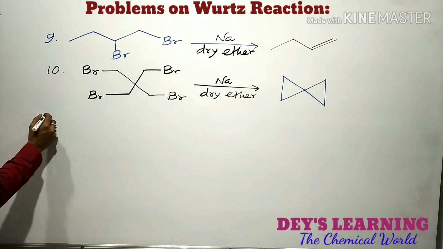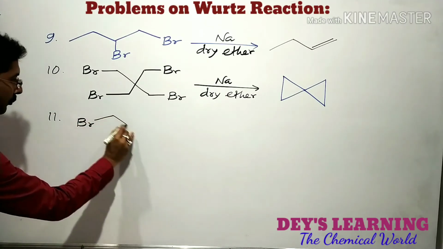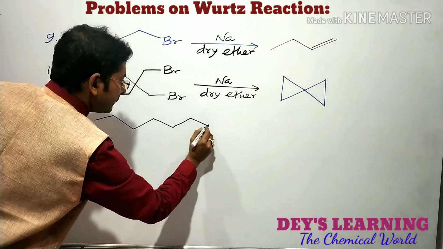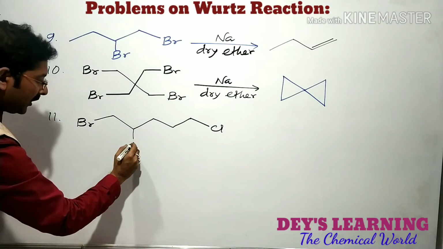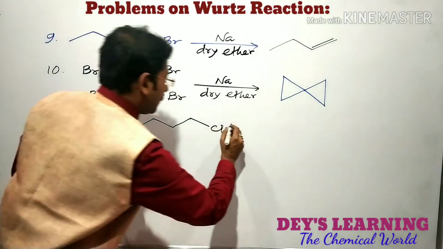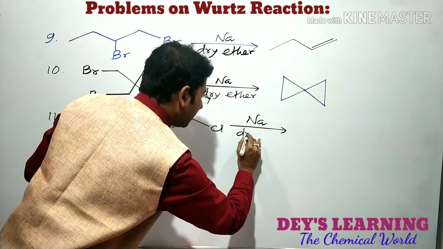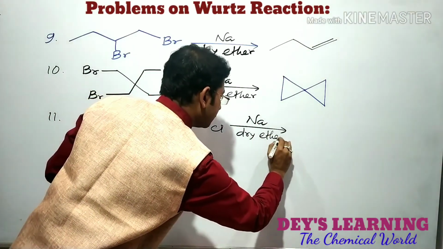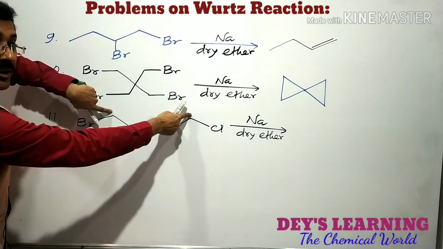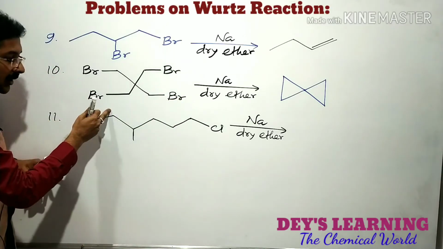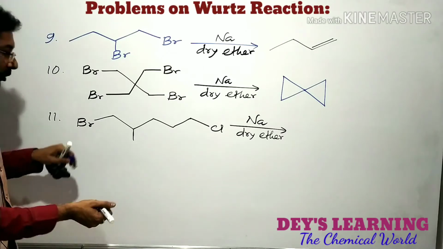Next example number 11. This one is bromine. 1, 2, 3, 4, 5 carbons over there. If there is one methyl over there, what will happen when this molecule is treated with sodium in dry ether medium? These two will form free radicals, or this one will form the carbanion and attack here, Cl minus will be released. So what will happen?